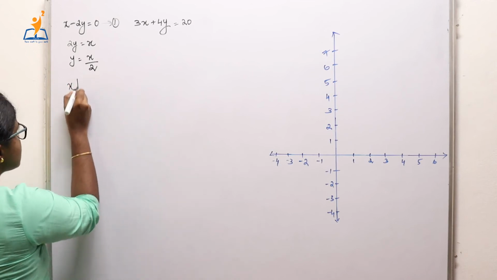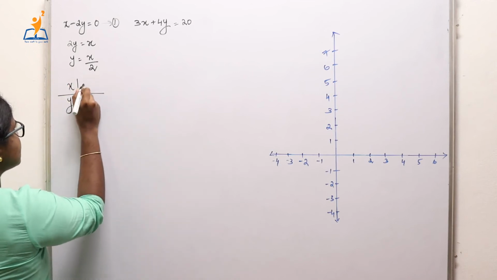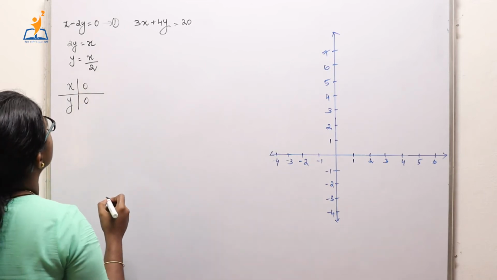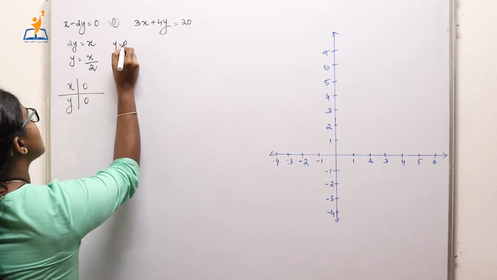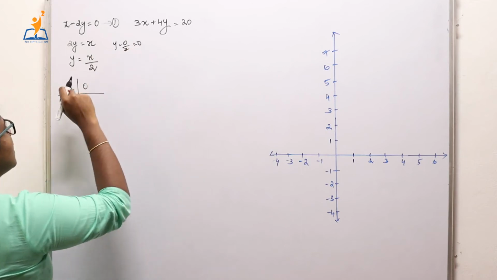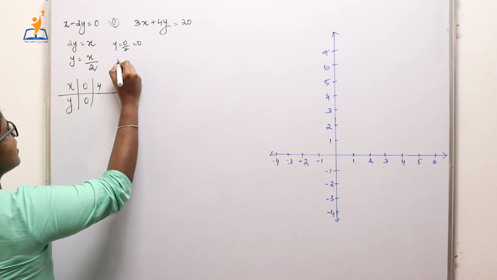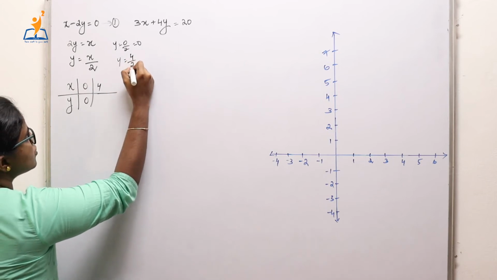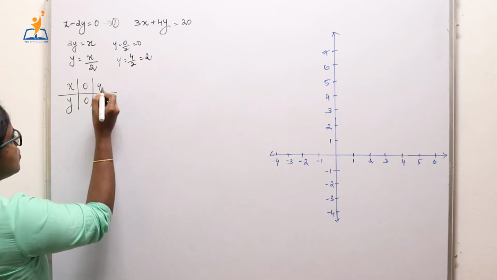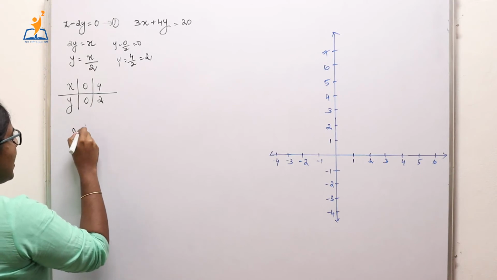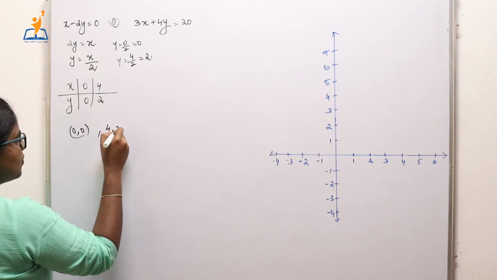Now we will go for the solution table. Let x be equal to 0, then y also is 0, because y is equal to 0 by 2, that is 0. Now again put x equal to 4, then we have y equal to 4 by 2, that is 2. So 2 points we got, and they are 0, 0 and 4, 2.